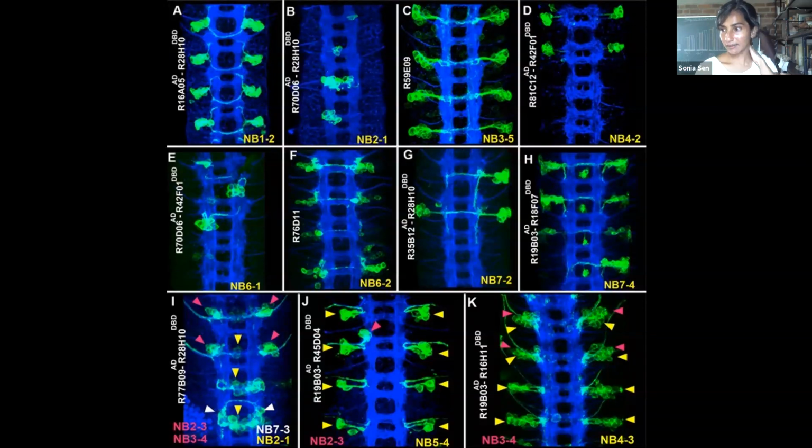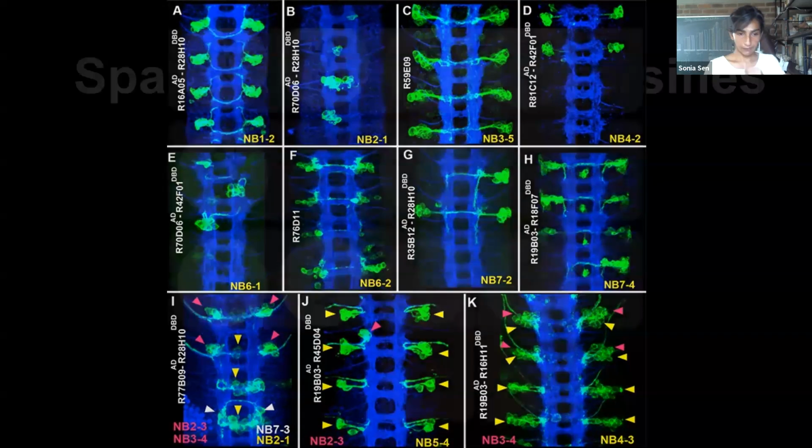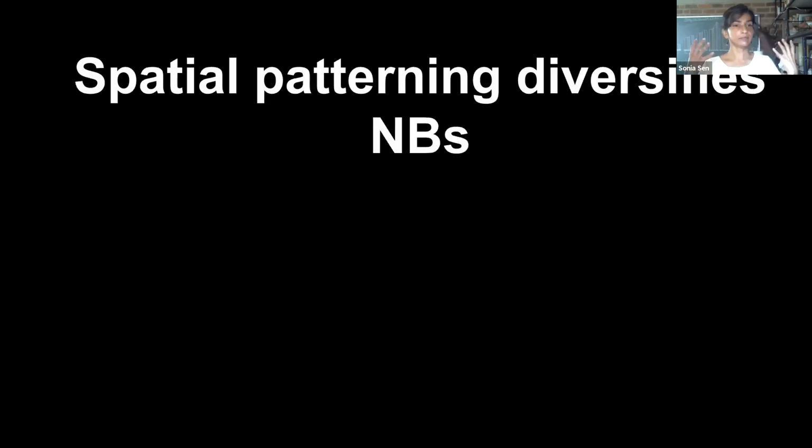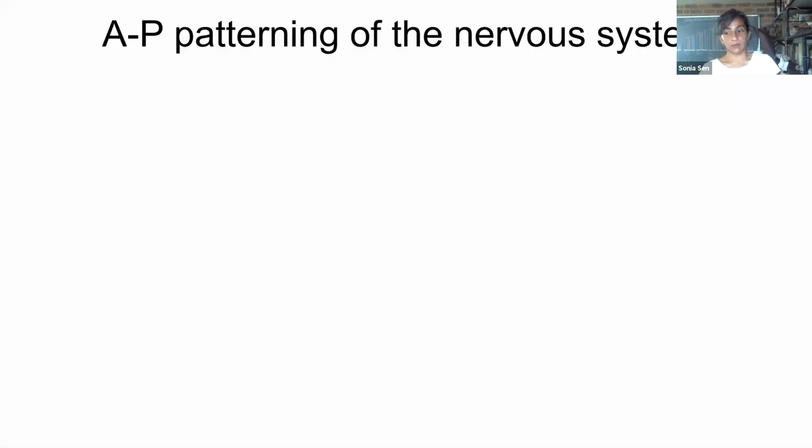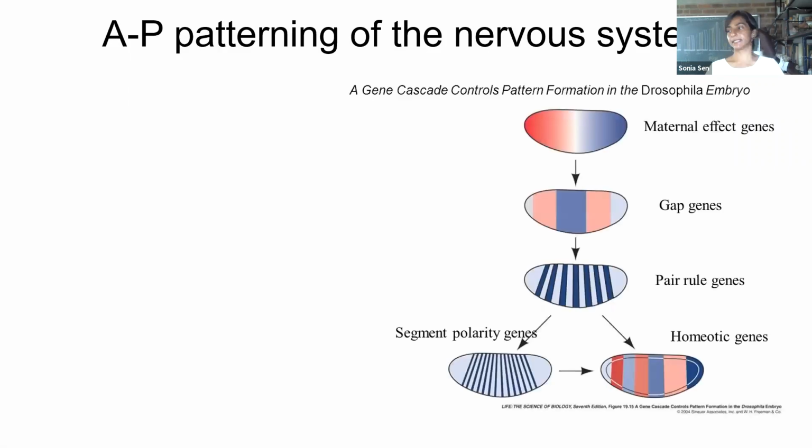Okay, so spatial patterning diversifies neuroblast lineage output. And there's a final thing about anterior posterior patterning that we haven't yet discussed. But if you remember this image that I showed you, on top of all of this anterior posterior patterning were the homeotic genes, the Hox genes.